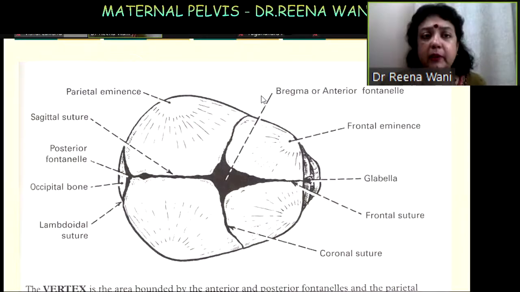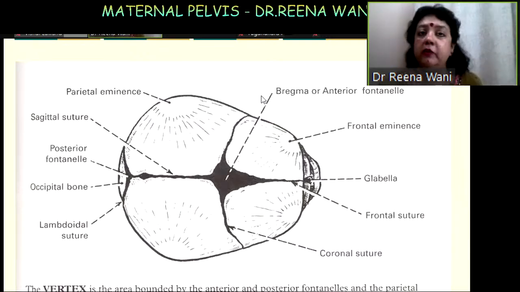Now this is a close-up of the fetal head. Remember that the fetal head is different from the adult head. Look at your own face in the mirror. Almost 50% of your face is the facial skeleton, whereas in the fetus it is not so. It's just about a fourth or a fifth that is the facial part. The rest is the head.